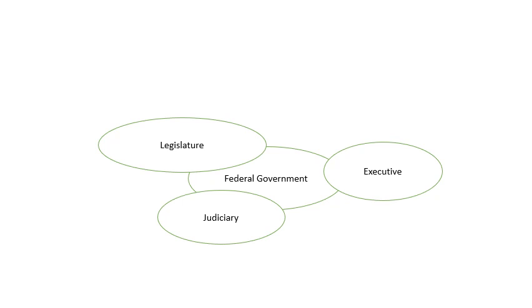So guys, this is an overview of the federal government of Pakistan. It has three main organs: legislature, executive, and judiciary. We will discuss the legislature, executive, and judiciary in a little more detail in the coming lectures.